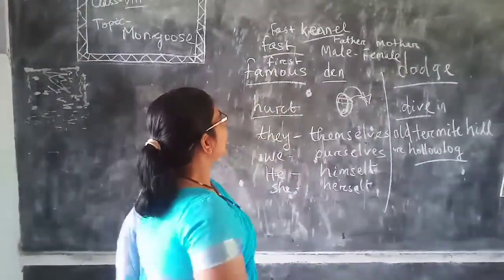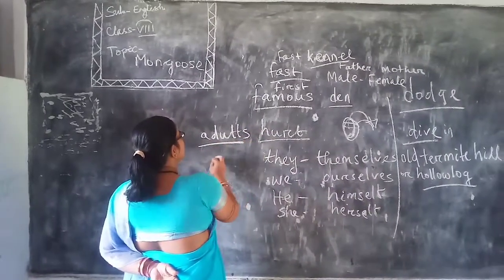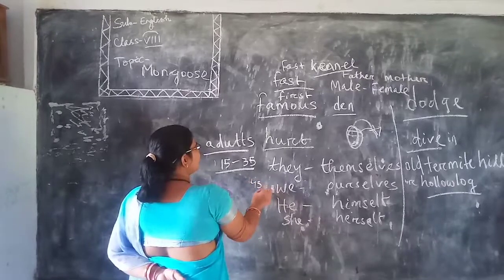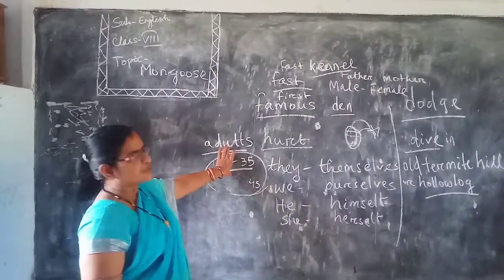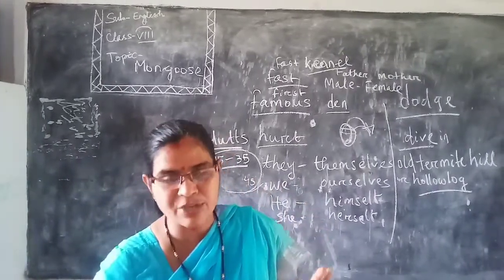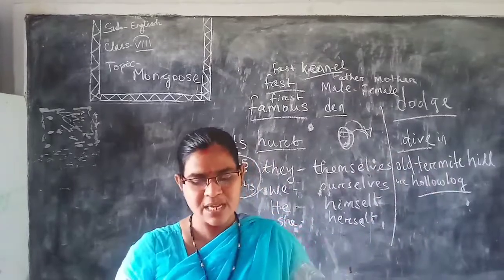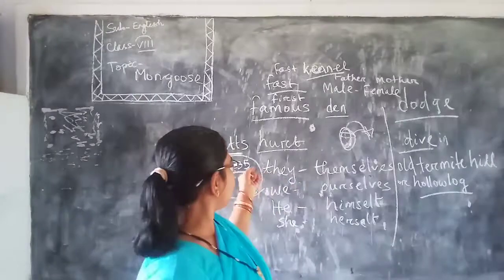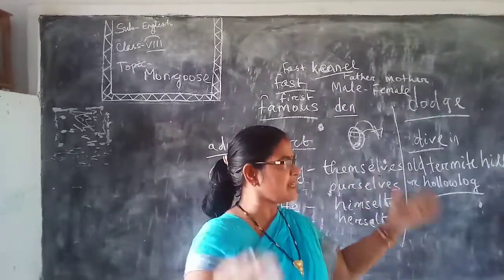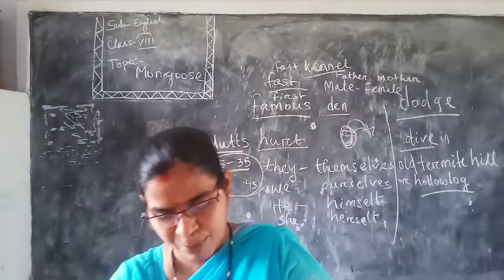What do you mean by adults? Whom do you call adults? People who are 15 to 35 years, or you can say 45 years old, 50 you can take also. They are called adults. How old is your father? Your father may be 40, 45, 35. They are all adults. Your mother is also an adult, whose age is 35 or below or above, up to 45 and 50. They are all adults because they are all working persons. They are not sitting idle at home. They are doing something. So the adults are looking for food.